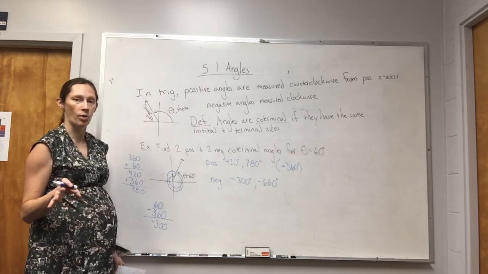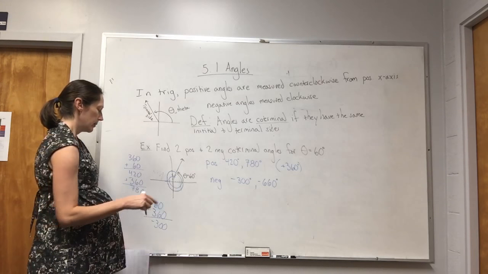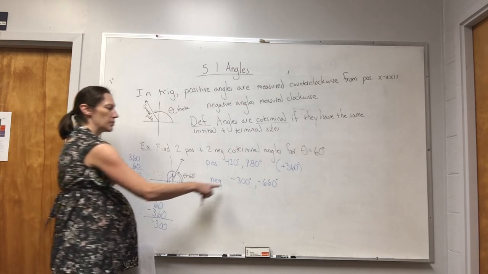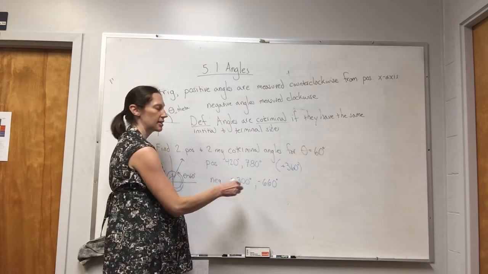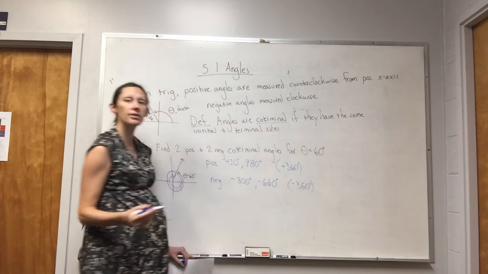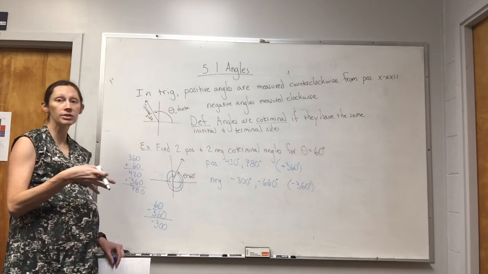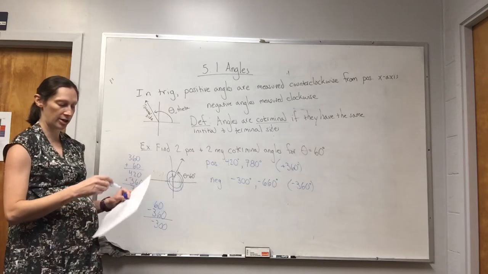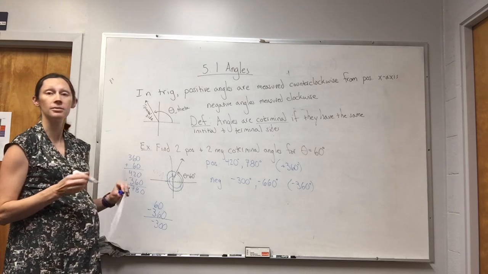Okay, so think about it again. What's the pattern? What happened here? From 60, subtract 360. That's how we got negative 300. To get from negative 300 to negative 660, that's another subtraction of 360 degrees. So I can always find these coterminal angles by either adding 360 or subtracting 360 continuously. So actually there's infinitely many ways to do that, okay?